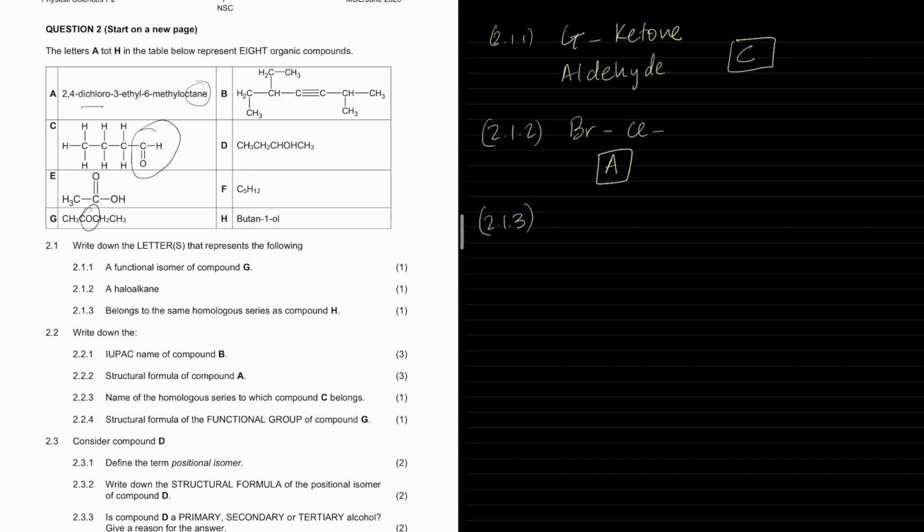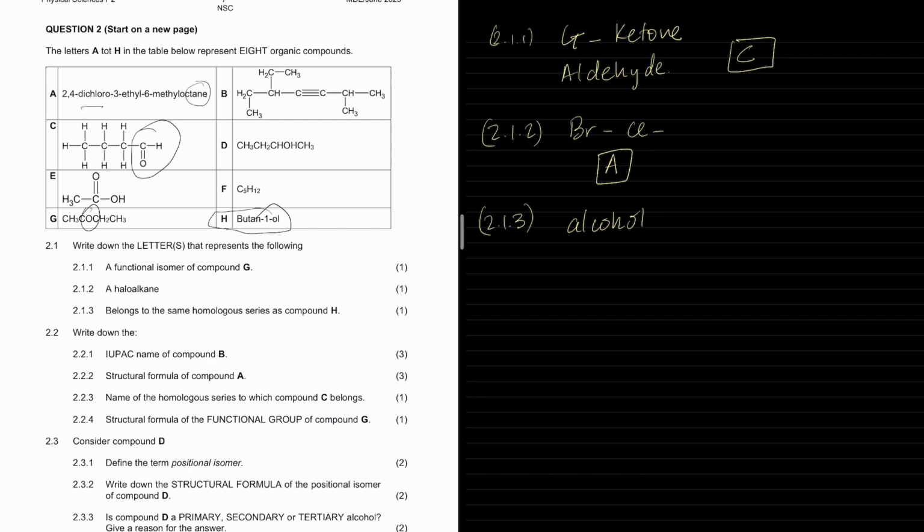2.1.3, the letter that represents something that belongs to the same homologous series as compound H. So compound H is an alcohol. Butan-1-ol is an alcohol. So I'm basically looking for another alcohol.